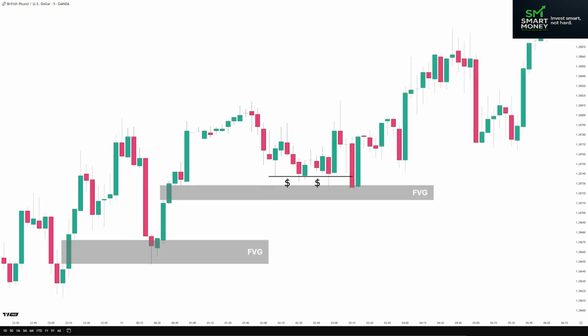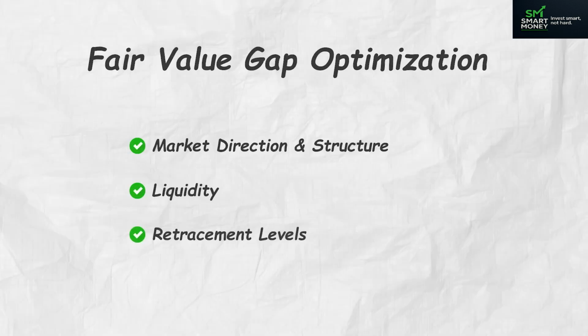Of course, this doesn't work every time, however. The turtle soup strategy can take advantage of false breakouts and profit from price reversing back in the trend. Now let's move on to another concept that can significantly improve the success rate of fair value gaps: retracement levels.